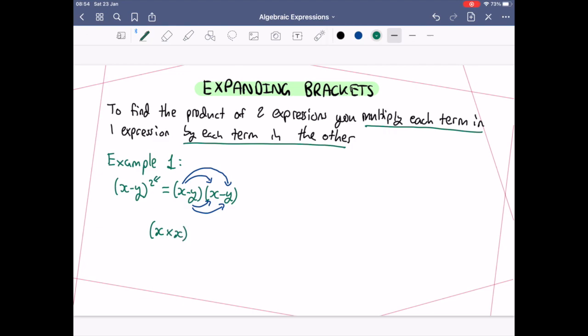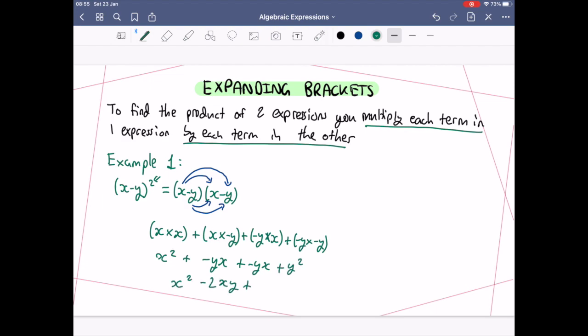So we have x times x, x times minus y, minus y times x, and minus y times minus y, and we add all these together, giving us x squared minus 2xy plus y squared.